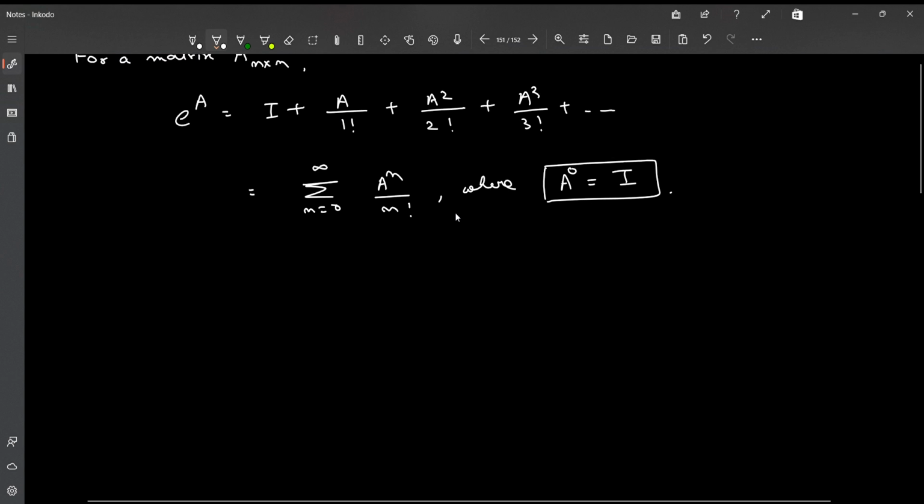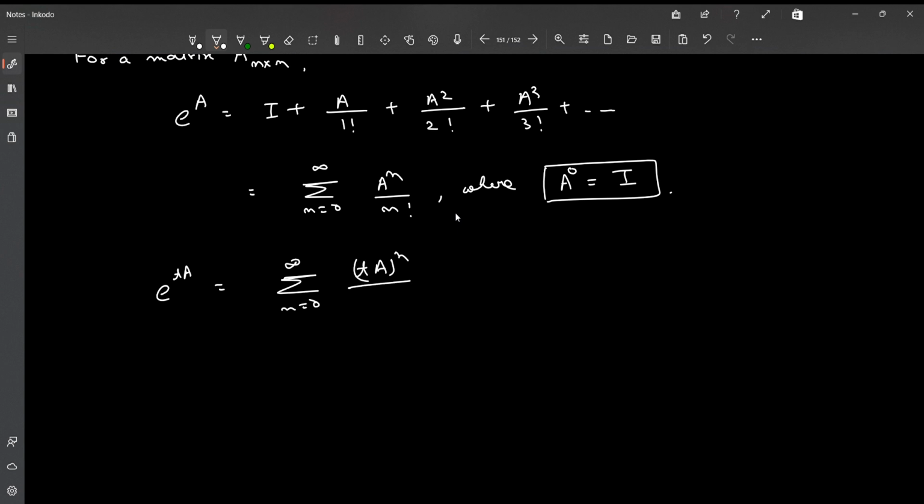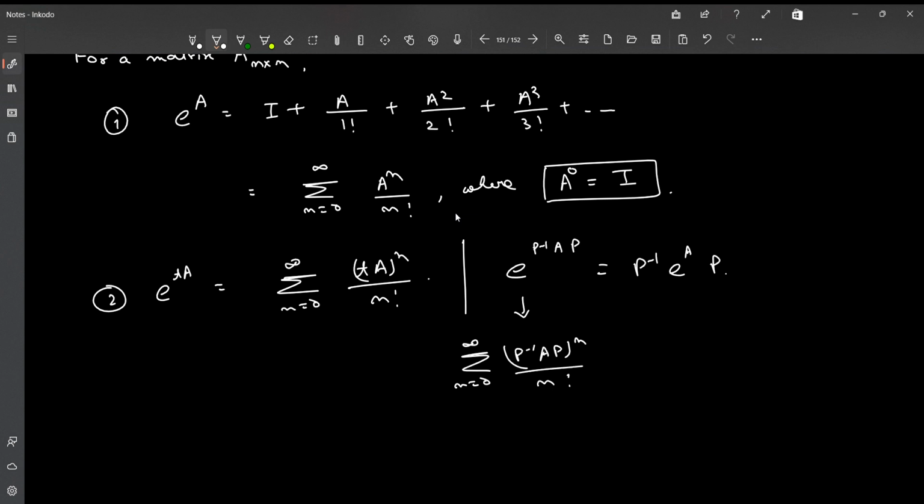And using this, we had also said that if you have some scalar, say t, then e to the power tA directly goes from the definition, so it's the sum of tA whole to the power n upon n factorial. One more thing which we had observed was that e to the power P inverse A P is basically P inverse e to the power A P. Because we have shown that this is simply the sum from n equals 0 to infinity of P inverse A P whole to the power n by n factorial, but the numerator is simply P inverse A to the power n P, upon n factorial. Then you can just use the inverse of the distributive law to bring P inverse out from the left and P from the right. It was quite an obvious statement.